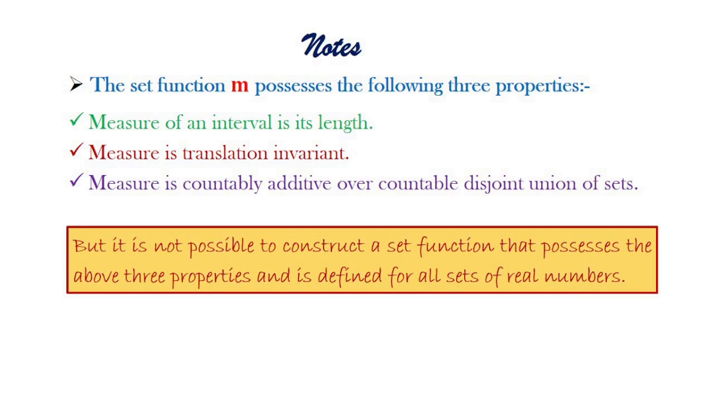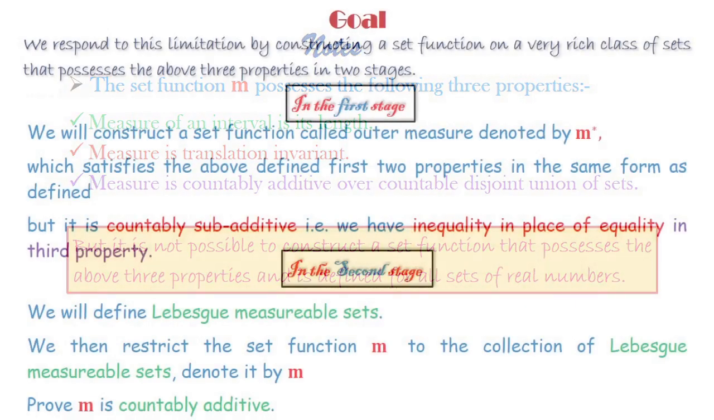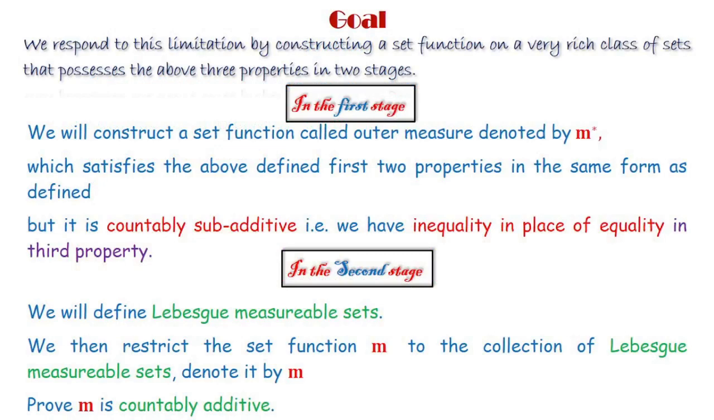But it is not possible to construct a set function that possesses the above three properties and is defined for all sets of real numbers. Yes, it is a very tricky task, and it is not possible because countable additivity somehow disturbs us. We will see this in the next lectures also. So the above three properties cannot be verified generally, and we need to define a class of sets. Our goal is to respond to this limitation by constructing a set function on a very rich class of sets that possesses the above three properties, in two stages.